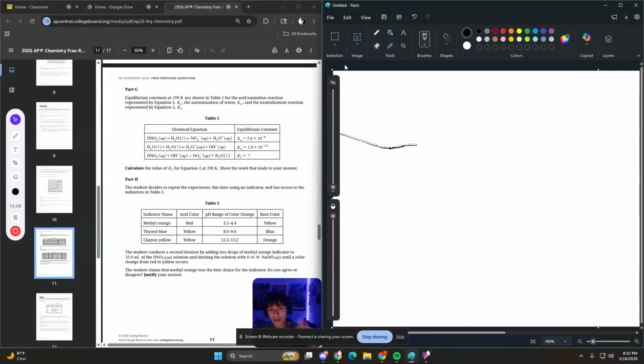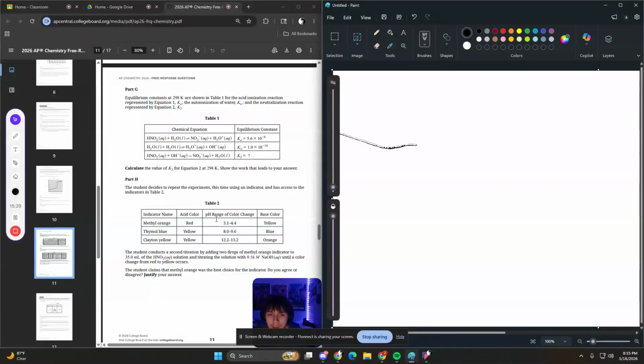Looks pretty bad. Okay. The student decides to repeat the experiment, this time using an indicator, and has access to indicators in table 2. The student conducts a second titration by adding 2 drops of methyl orange to 35 milliliters of nitrous acid and titrating the solution with 0.16 molarity sodium hydroxide until a color change from red to yellow occurs. Okay, so we're doing the titration that we saw in the earlier part, but this student used methyl orange, and they're asking us to agree with him or disagree.